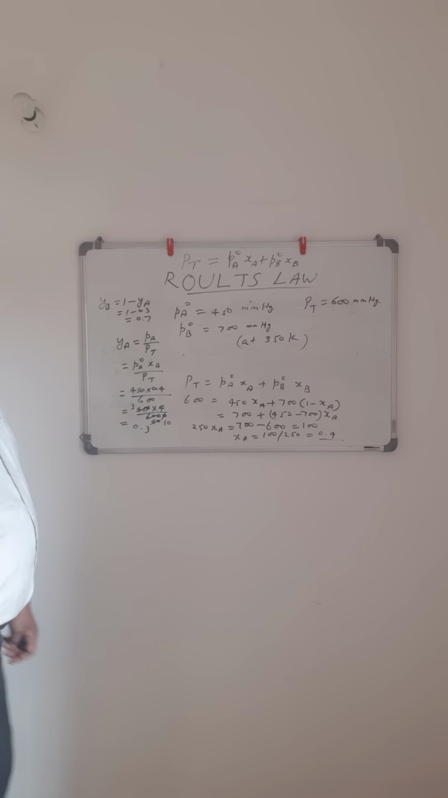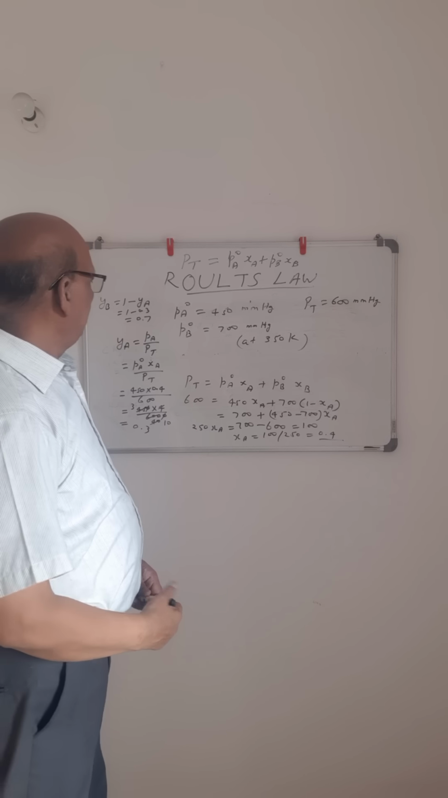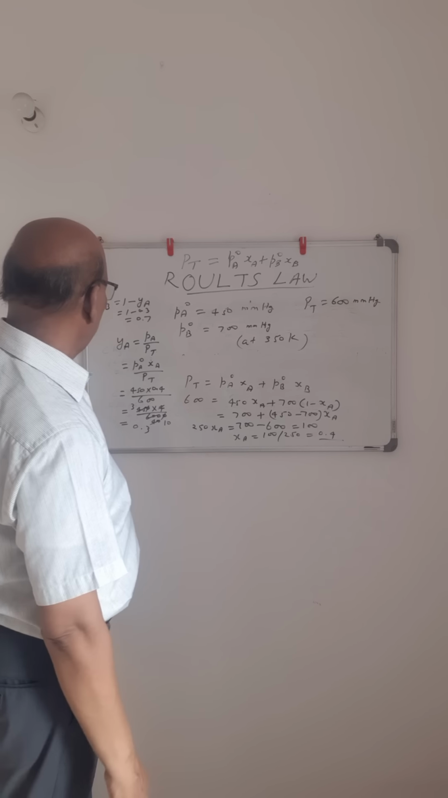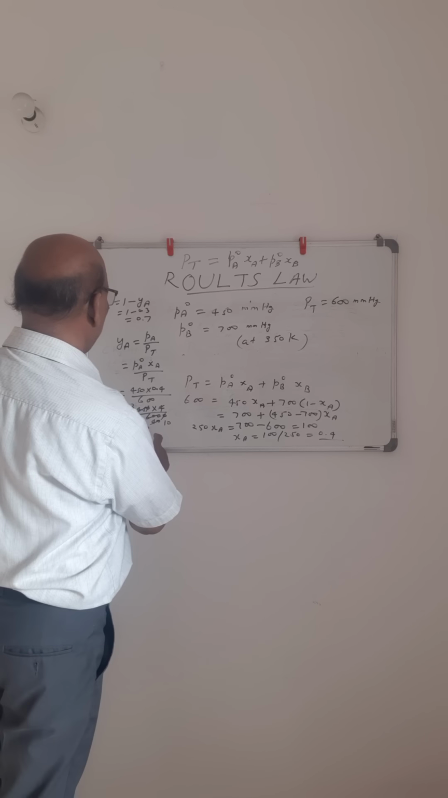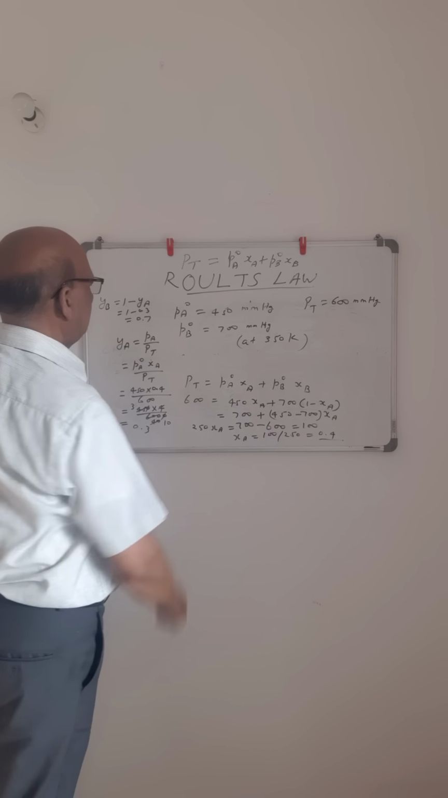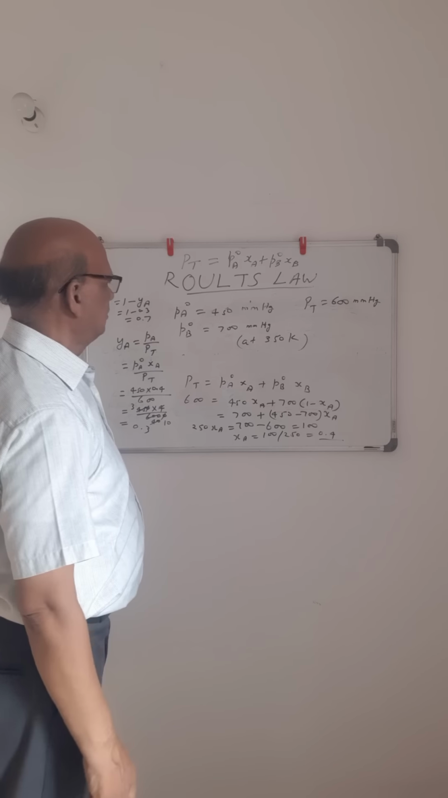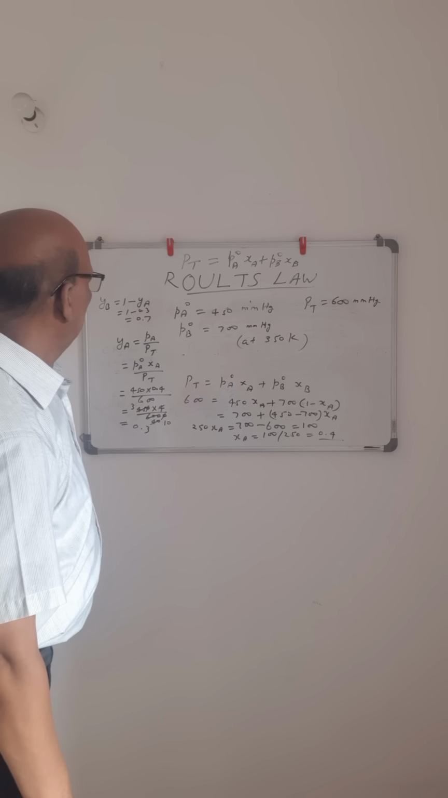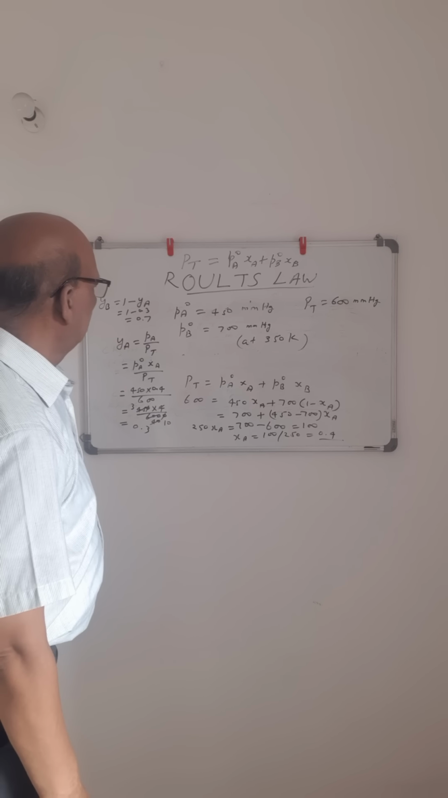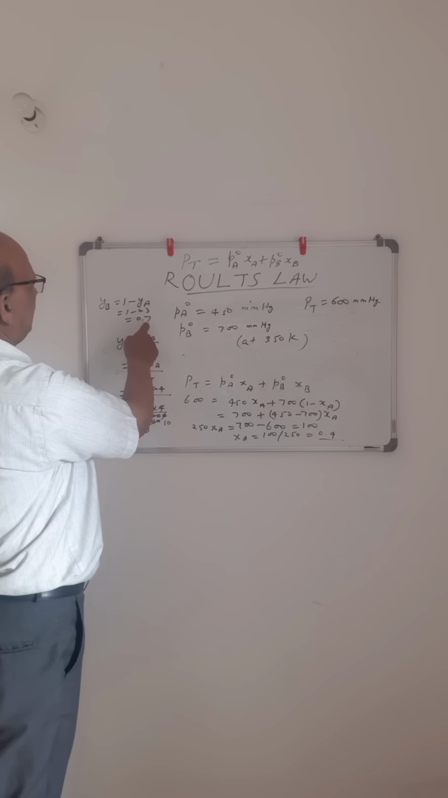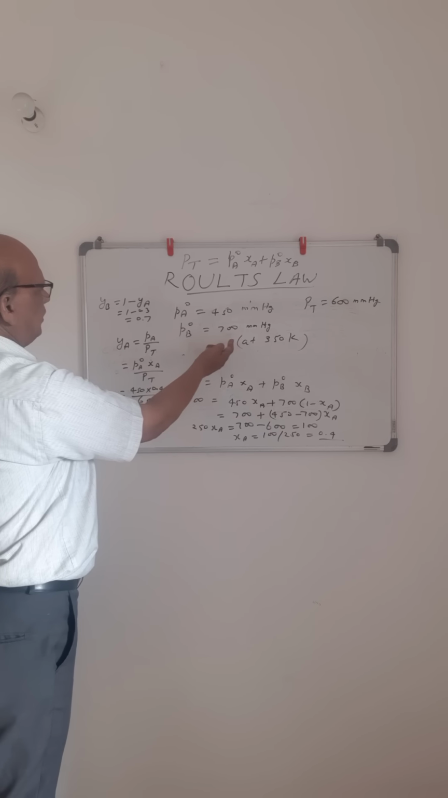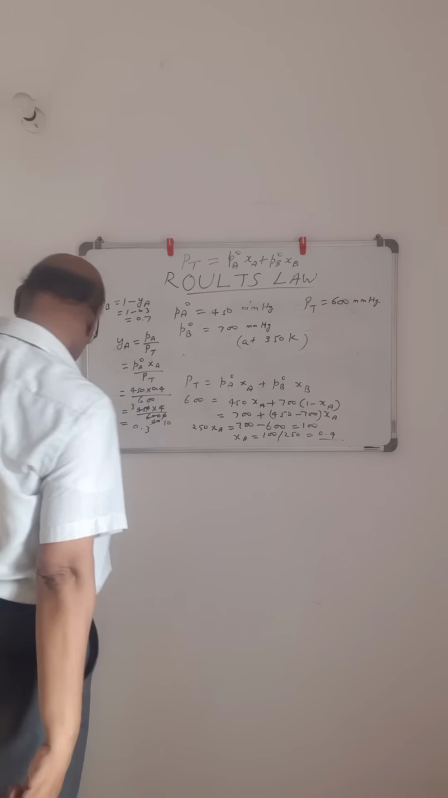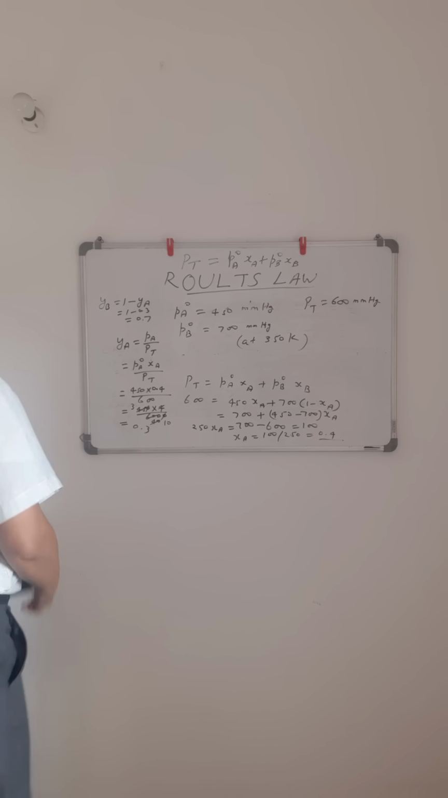So we have also found out the composition of the vapor phase, where the mole fraction of A is 0.3 and the mole fraction of B is 0.7. Now you can see the mole fraction of B is higher because B is more volatile. B has a higher vapor pressure. Now we will take one more example.